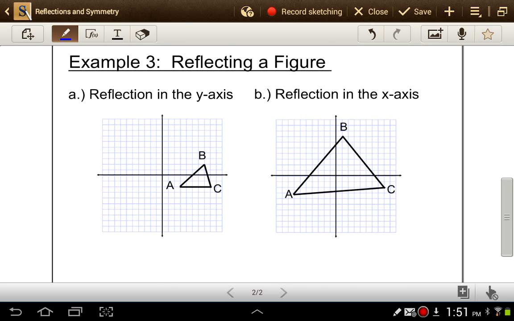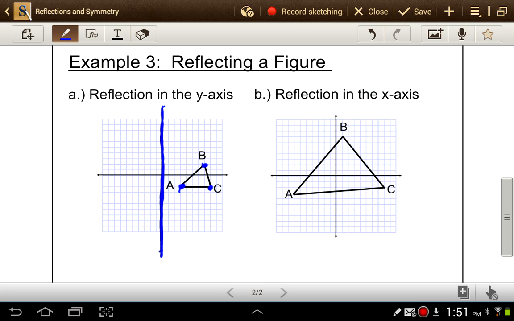In our third example, we'll be reflecting a figure. In reflecting a figure, I'll tell you how to reflect it. So, reflection in the y-axis. In example A here, I want you to reflect this figure in the y-axis, which is right here. You've got to know your axes, which axis is which. So there's our y-axis. All I am going to do is find each point. I have point A, point B, and point C, and I am going to count at a 90-degree angle to the line of reflection how many points it is away, and then I'm going to go in the opposite direction the same number of points.